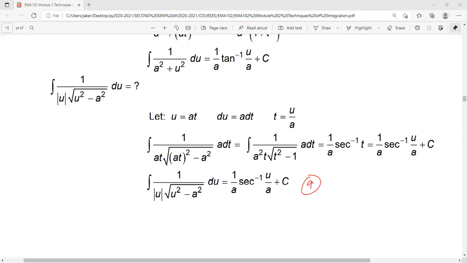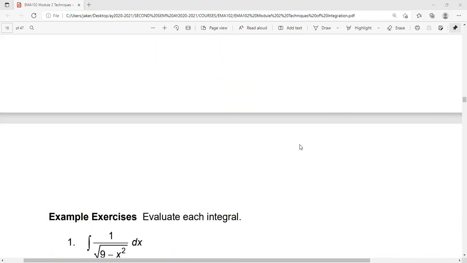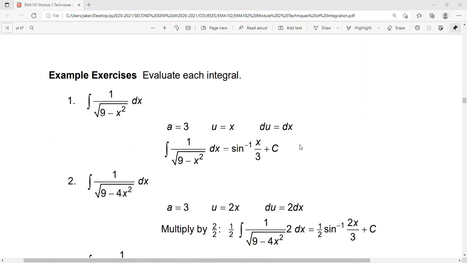Okay, so no questions. We'll go down to the examples that we have. We have here a case of a squared minus u squared, which is an arc sine. Your u is x, your a is 3, the du is dx. So we're okay. So the arc sine formula, x over 3, or the arc sine of u over a.